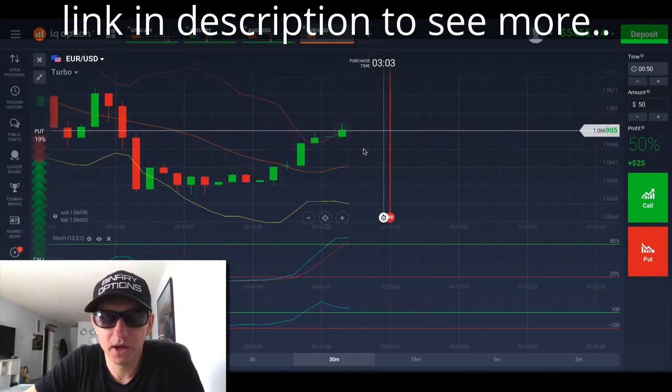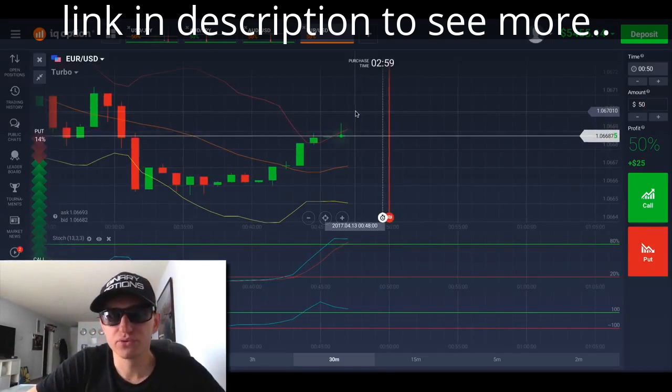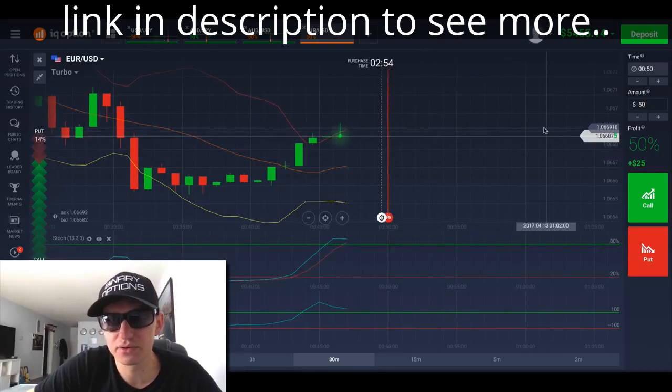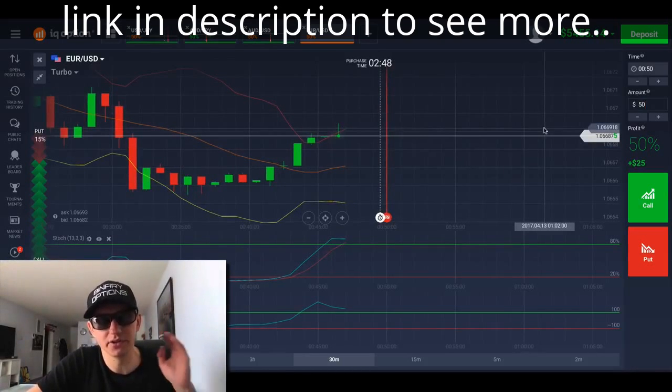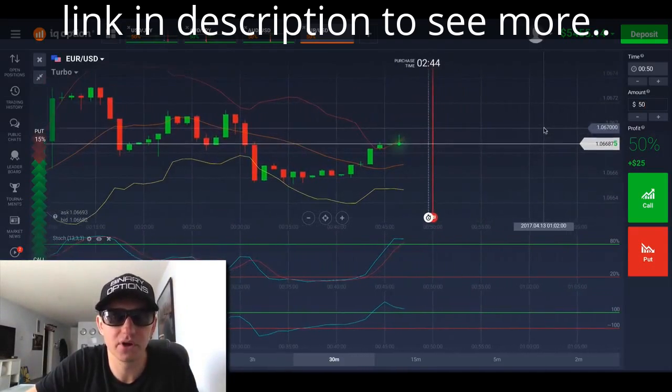And I'm just waiting for this small trend to change its direction. I still see that it tends to go up, but I need to wait until that moment when the trend changes the direction and starts going down again.